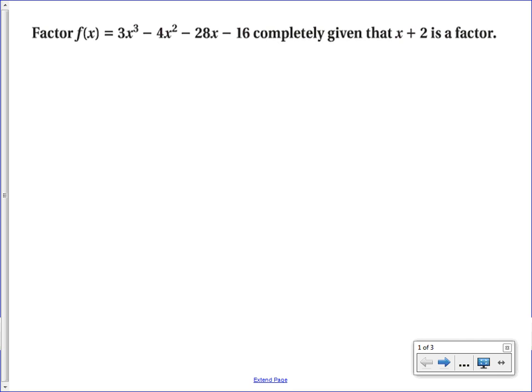So what we need to establish first is that if x plus 2 is the factor, what is the 0 that would be associated with that factor? The way we find the 0 is by taking our factor, setting it equal to 0, and then solving for x. So if you set that equal to 0 and subtract 2 from both sides, x would equal -2. That's our 0.